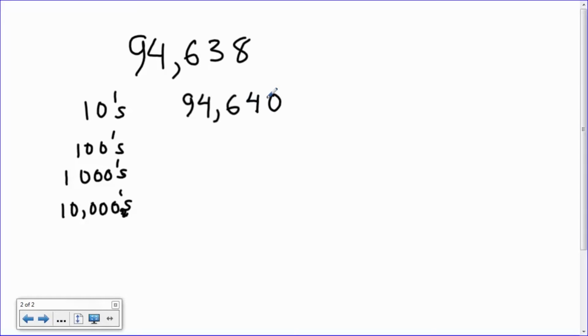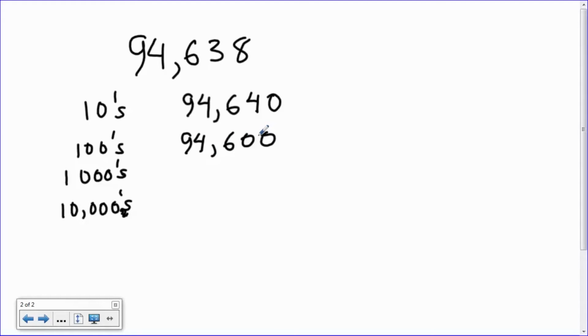Now, what about the hundreds place? Take a moment and do it yourself. What does 94,638 become? Well, it's the hundreds place, so we're focusing on the digit 6. We look only at the digit immediately to its right, 3, not the 8, but just the 3. And because the 3 is 4 or less, this becomes 94,600. We keep the digit 6, make the rest of the digits 0.